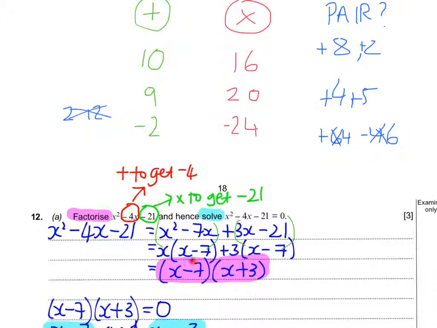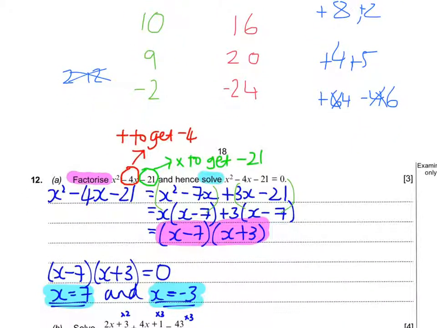So then x minus 7 is one of my brackets, and the other bracket is what is outside. So the x and the +3, so x plus 3 goes in the other brackets. Okay. From there, it says, hence solve equals 0.